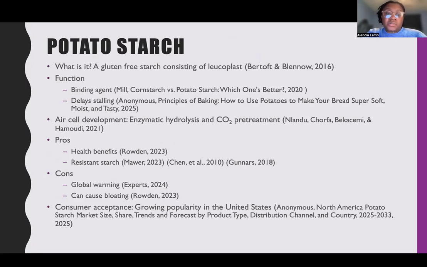So now moving on to consumer acceptance. It is also growing in popularity in the United States with an expected growth of 4.5% between 2024 and 2033. The market size in 2024 in the United States was $1.5 billion, and it is expected to be $2.4 billion in 2033.